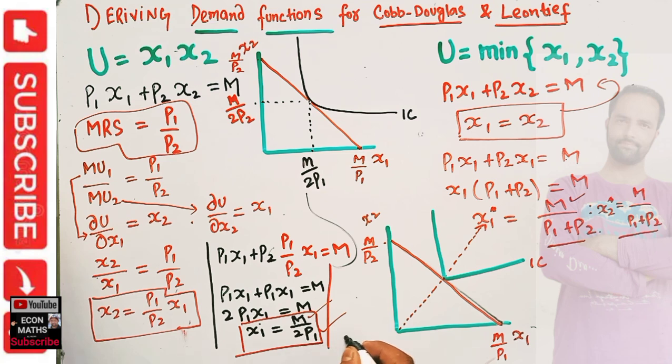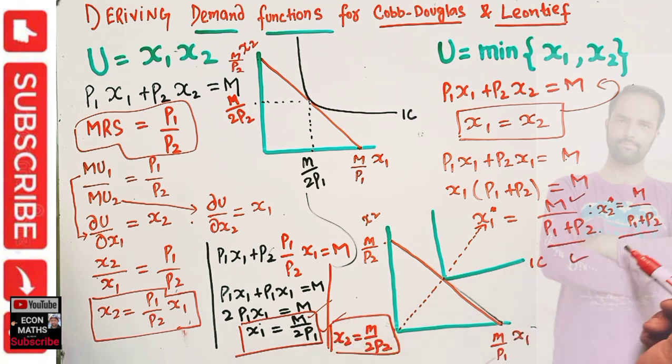So this was for good 1. So symmetrically x2, which I calculated, x2 was m upon 2p2. Okay, so these were the demand functions for Cobb Douglas preferences. These two are the demand functions for Leontief or min functions. Okay, thank you.